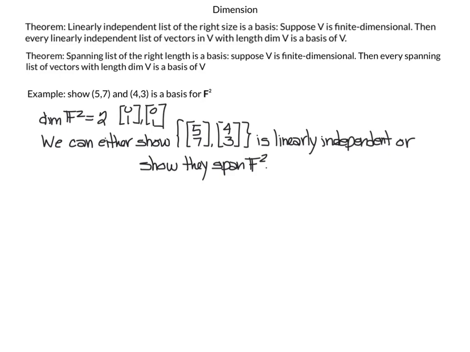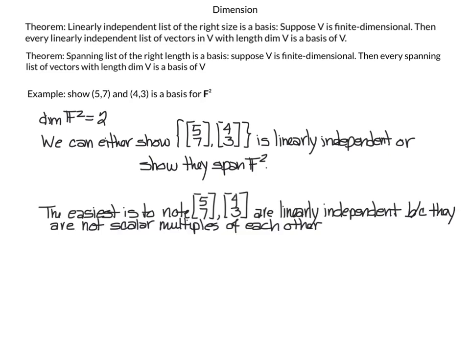So we know the dimension is equal to F^2. From our two theorems then, which I have here for your reference, the first one saying linearly independent lists of the right size is a basis and spanning lists of the right length is a basis, we can either show that our two vectors (5, 7) and (4, 3) are linearly independent, or we can show that they span F^2.